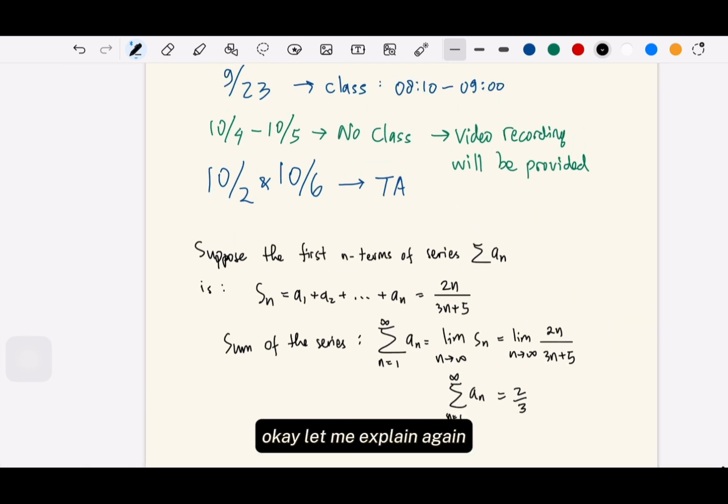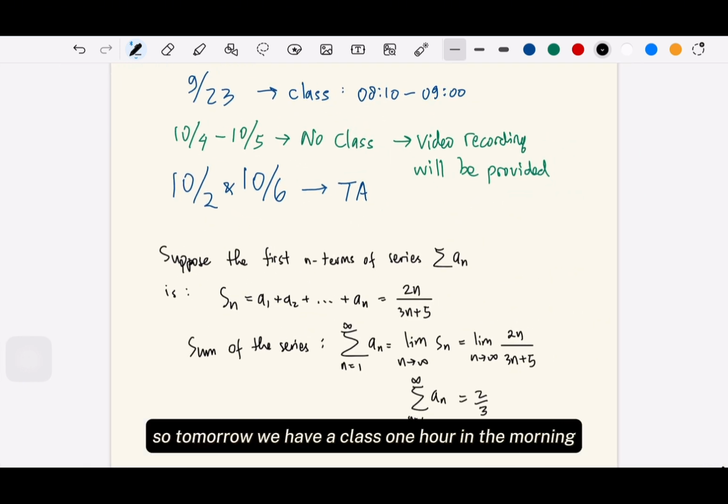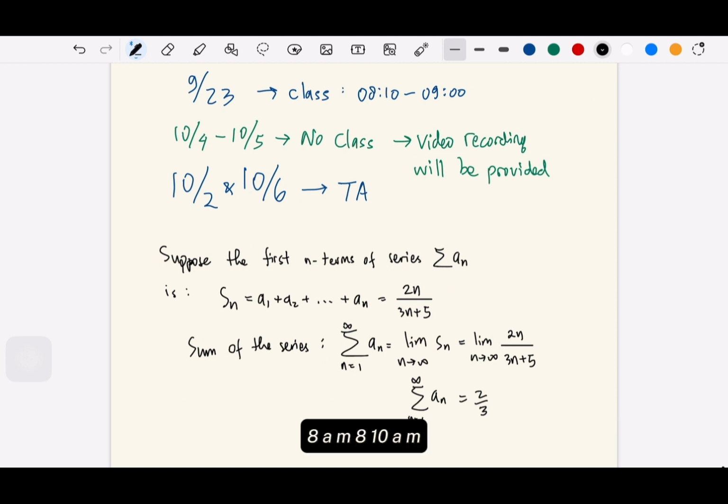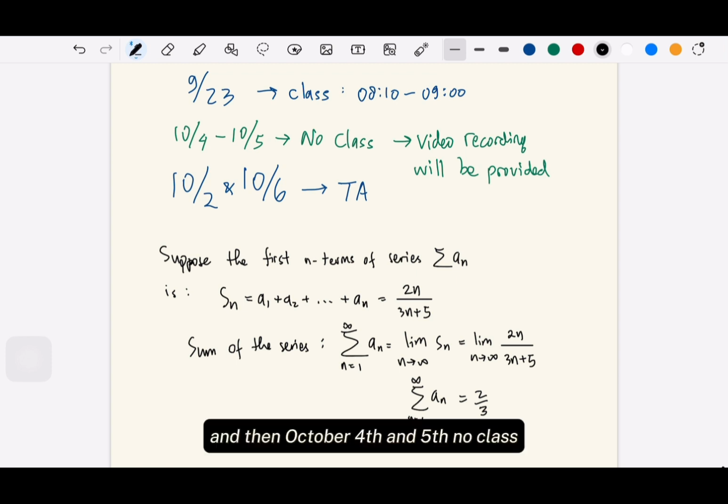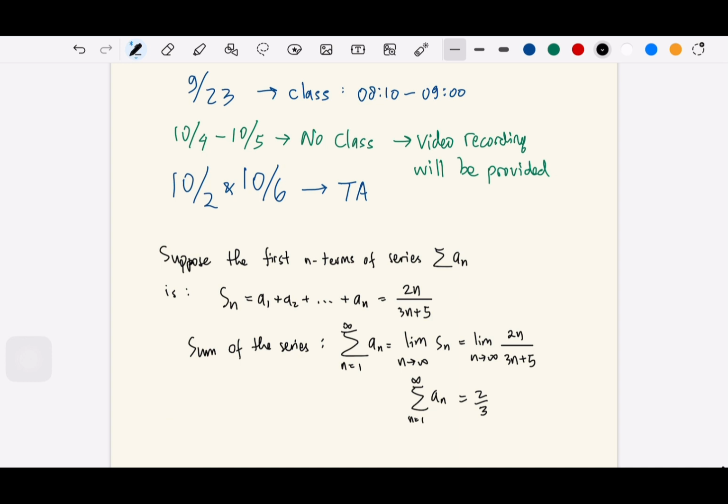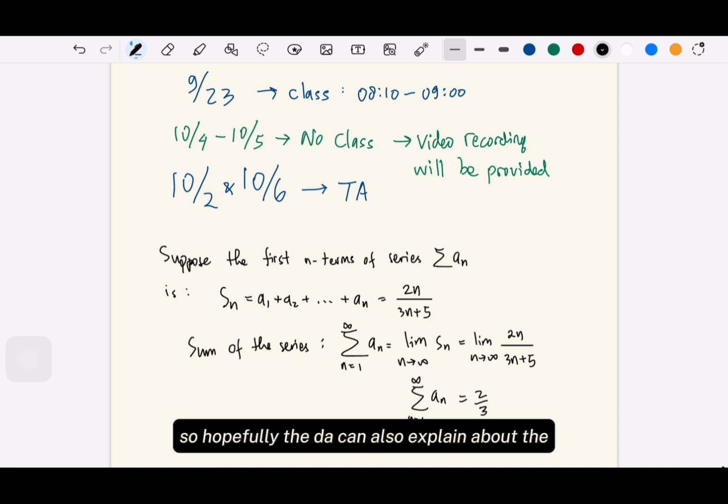Okay, let me explain again. Tomorrow we'll have a class, 1 hour in the morning, 8 a.m. And then October 4th and 5th, no class. But October 2nd and October 6th, you'll have a TA. And so hopefully the TA can also explain some exercises on chapter 11.